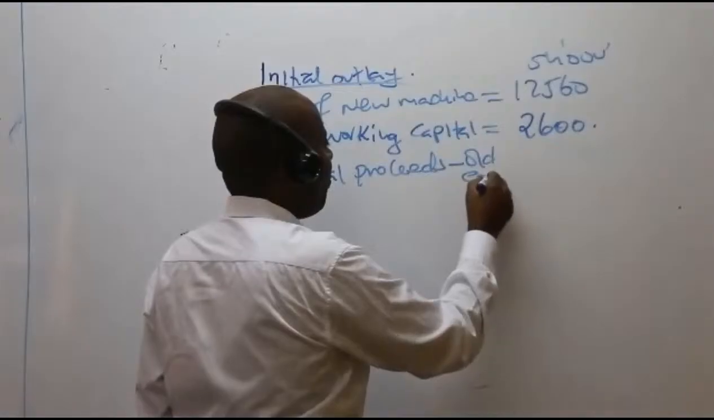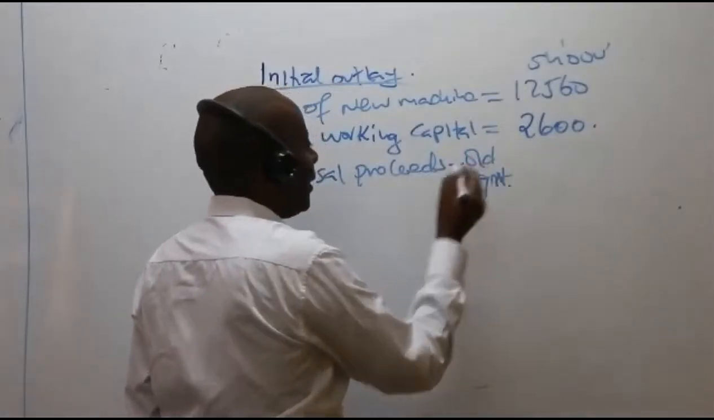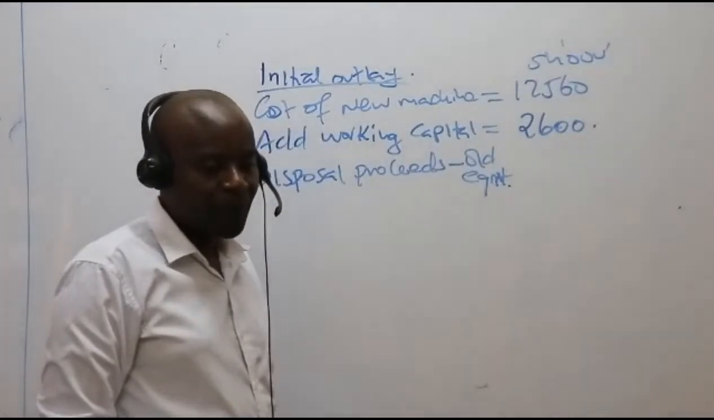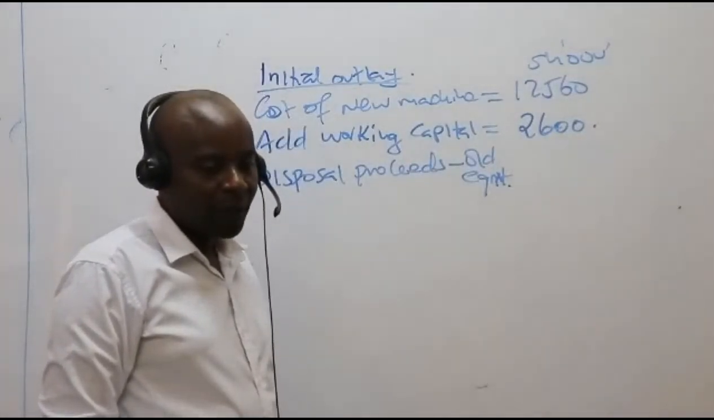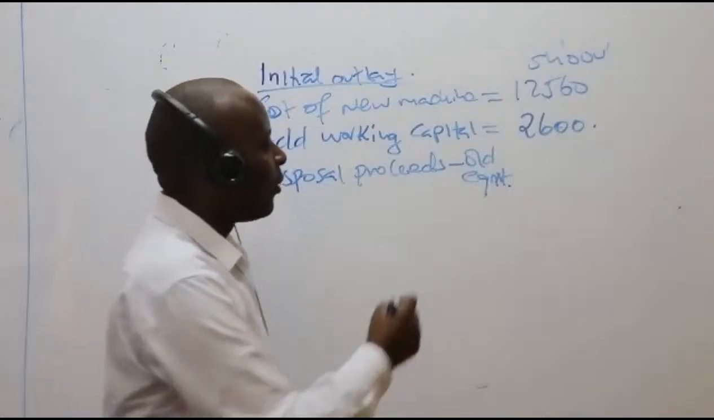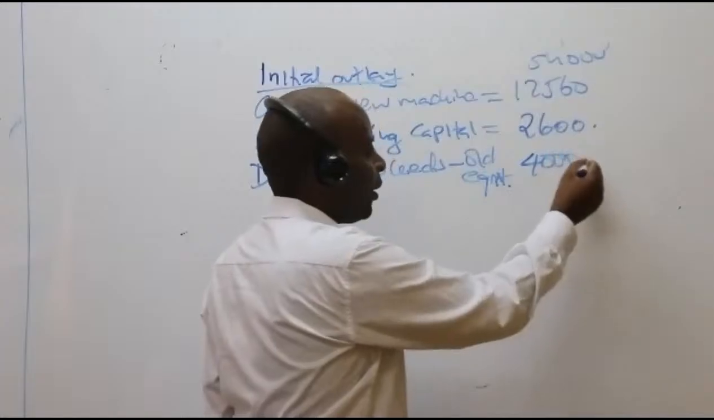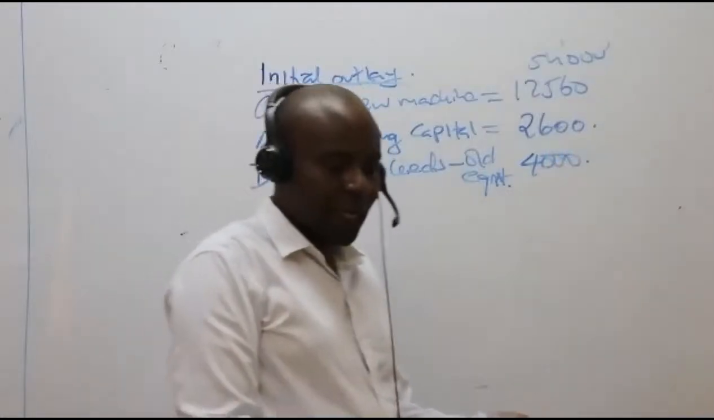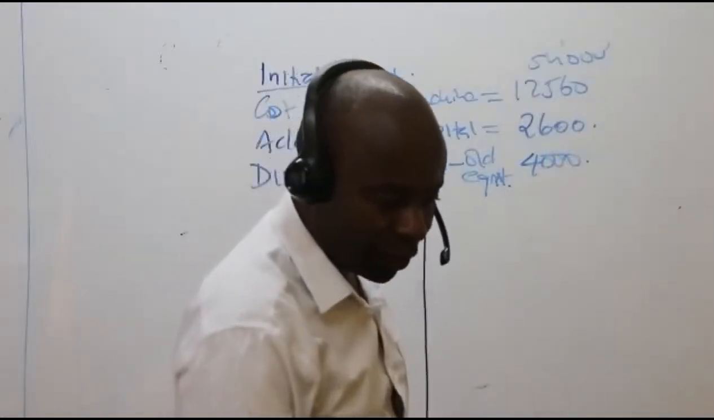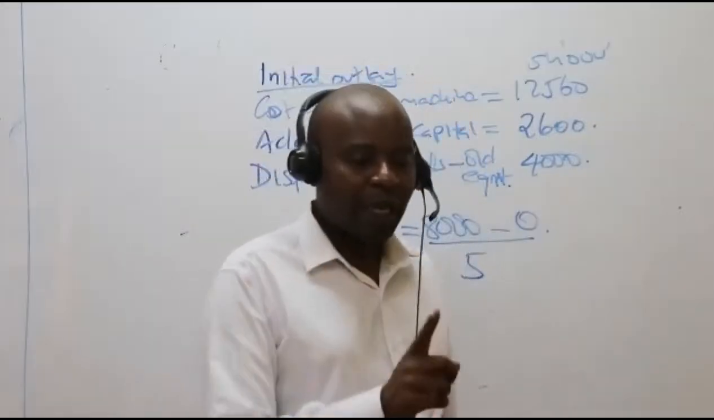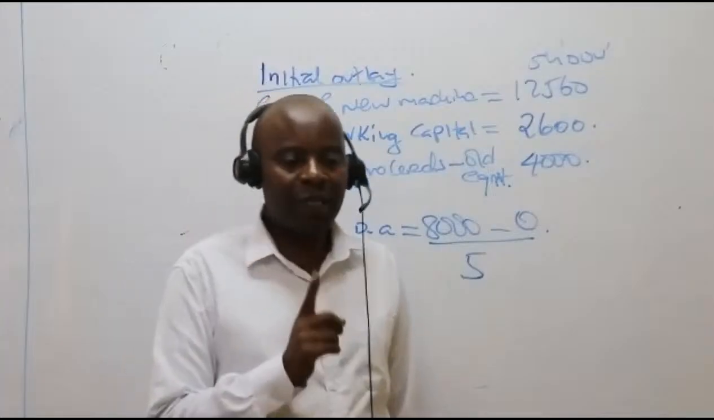Old equipment. Is there anybody who is able to see the disposal proceeds of the old equipment? Old equipment disposal proceeds are how much? 4,000. Okay, let me stop recording a little bit. We discussed this issue of accumulated depreciation. So allow me kindly to repeat this concept of what here?